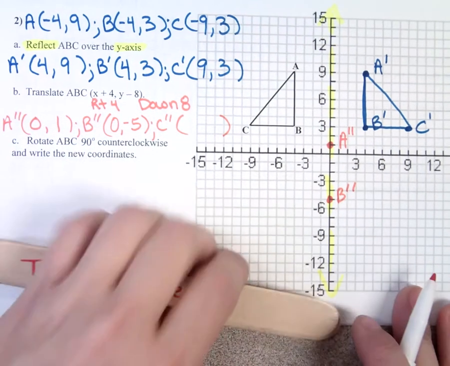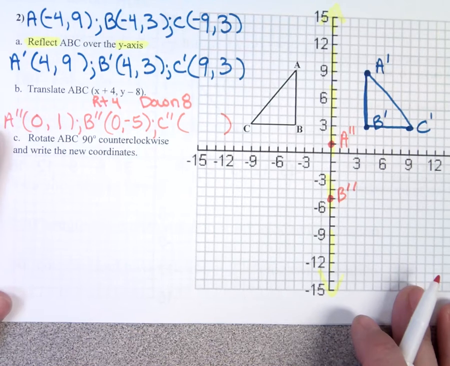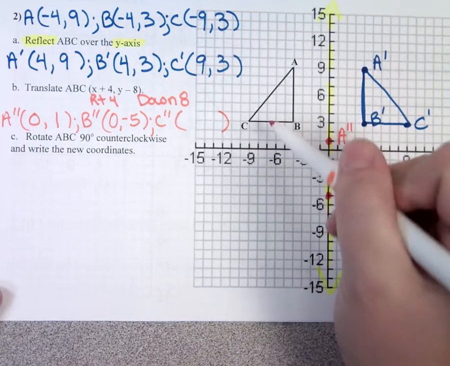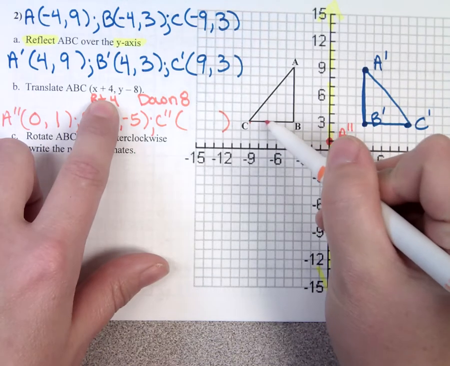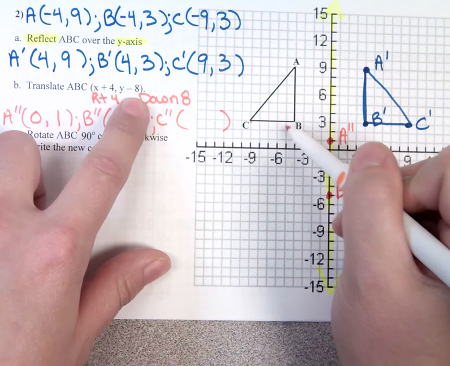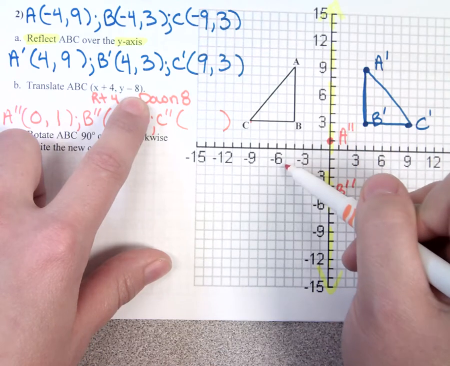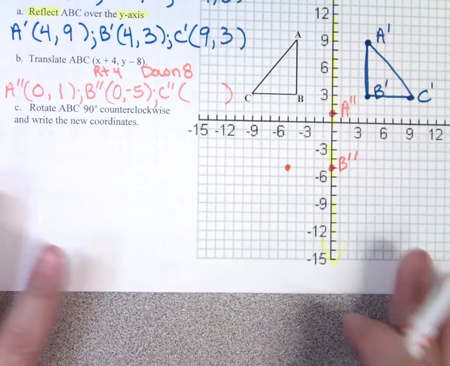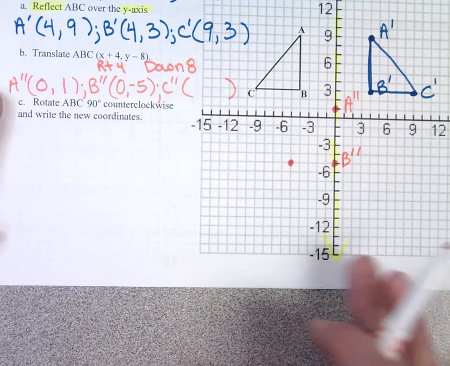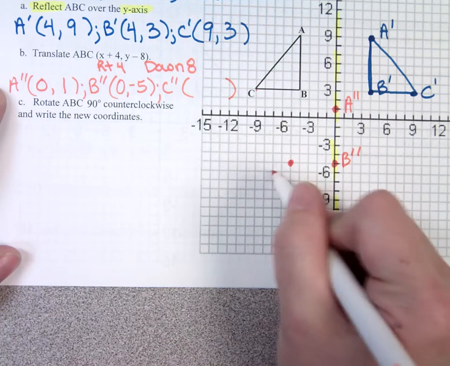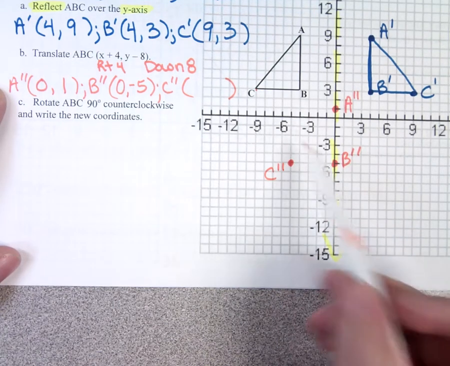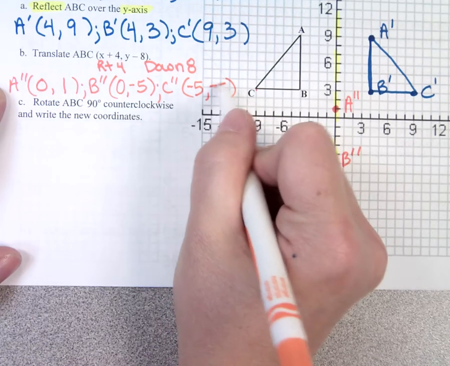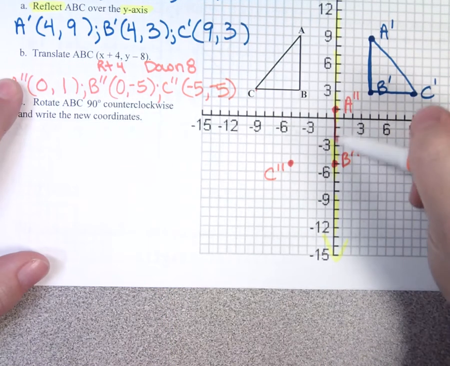And Trevor, how about your new C? Can you do it real quick? C's going to go right 4, 1, 2, 3, 4, and down 8. 1, 2, 3, 4, 5, 6, 7, 8. And can you tell me, Trevor, where that is? Negative 5, -5. There it is. Okay, so this guy right here.